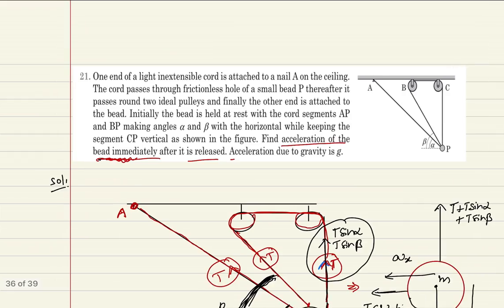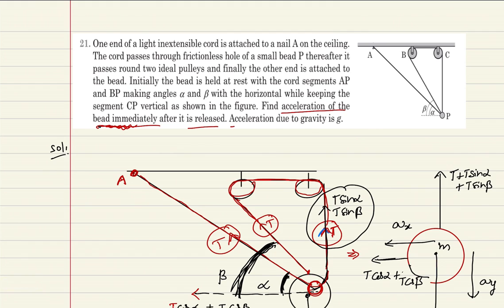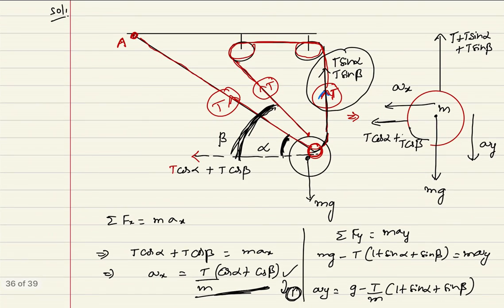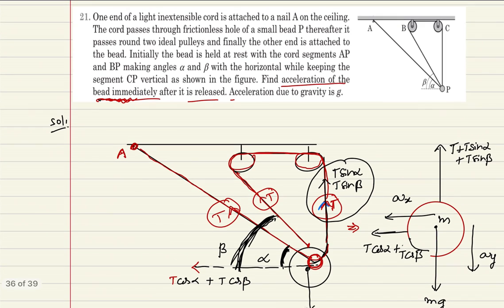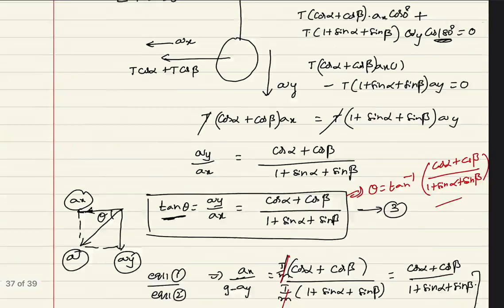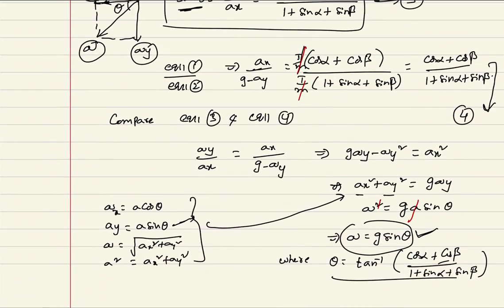You can see here how to write the constraint relation. We have to see how to write the constraint relation, and after the disk is just released, how this bead is moving. Whatever bead is there now, I am calling this a disk shape. Why? Because I have written this as a disk shape now. That's why I am calling this bead a disk. I hope everyone understands this, and the final answer you can check: a is equal to g sin theta, where theta is equal to tan inverse of (cos alpha plus cos beta) by (1 plus sin alpha plus sin beta). Thank you.